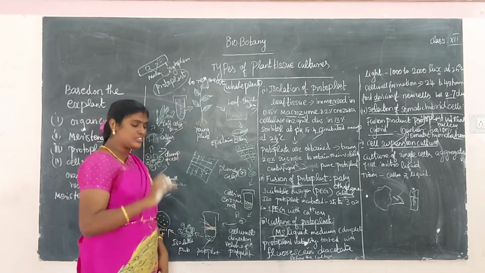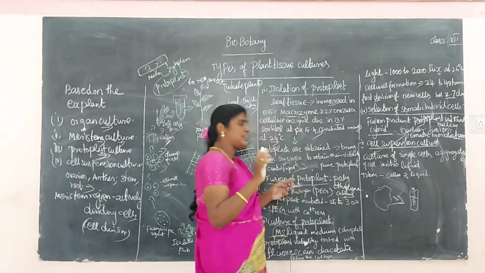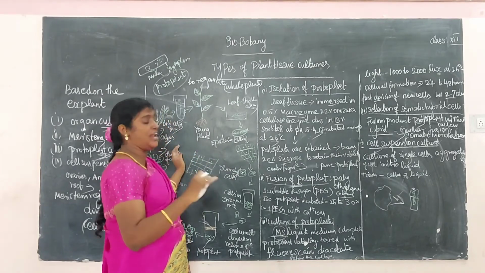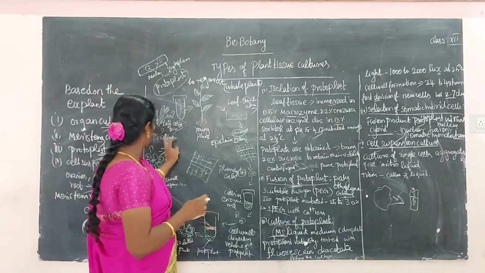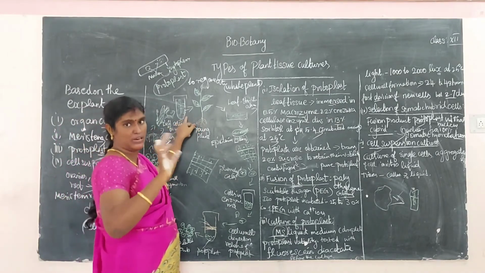Okay, so the last culture, cell suspension culture. So what is happening in cell suspension? Culture of single cells aggregate to form, in vitro, in liquid medium. The transfer of callus tissue into the liquid medium. This is a transfer of callus tissue. This is a liquid medium, that is called cell suspension culture.